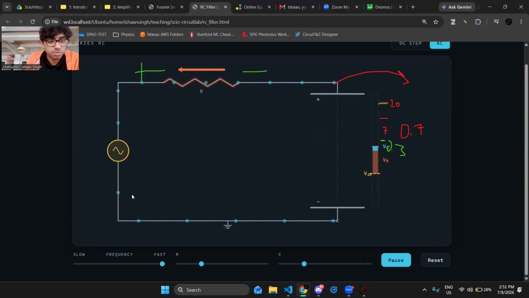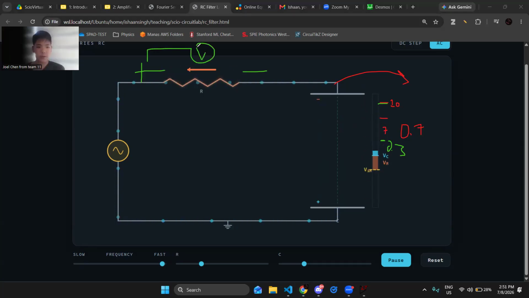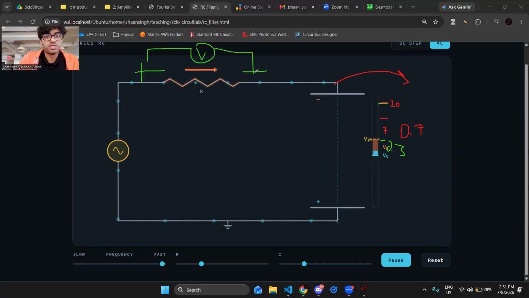Like if I connected my voltmeter prongs right here? Yeah, you'd see a high pass. And I want someone to give me a justification for that through KVL.